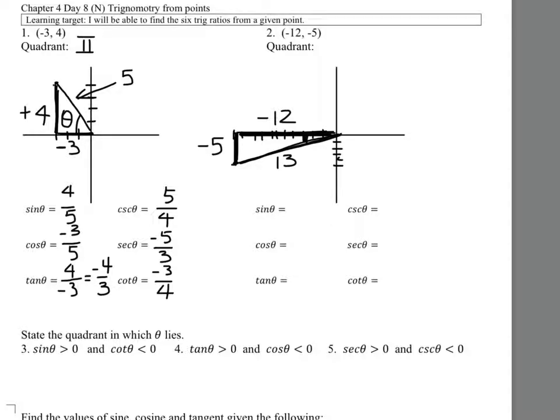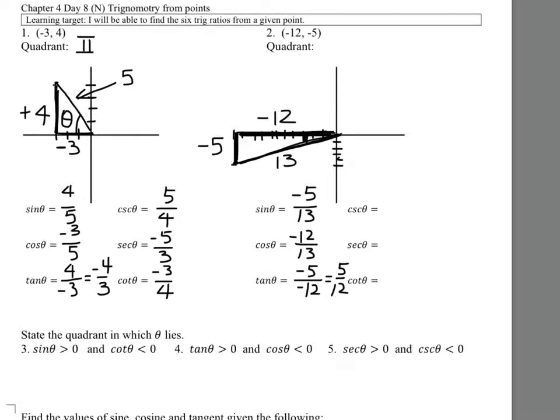Do you think you can write out sine theta, cosine theta, tangent theta? Sine is defined as opposite over hypotenuse. Cosine is defined as adjacent over hypotenuse. Tangent is defined as opposite over adjacent. And because it's in the third quadrant, it would have to be positive.